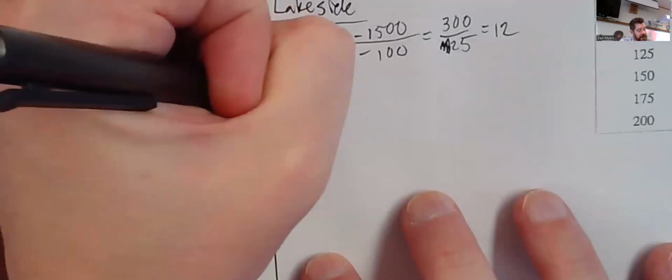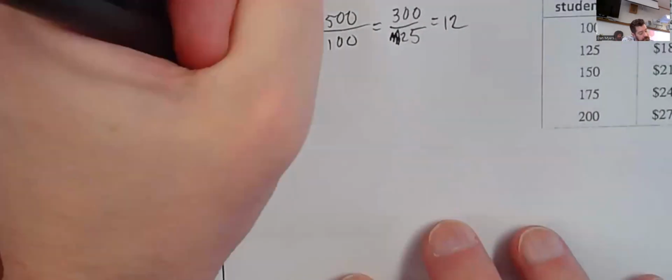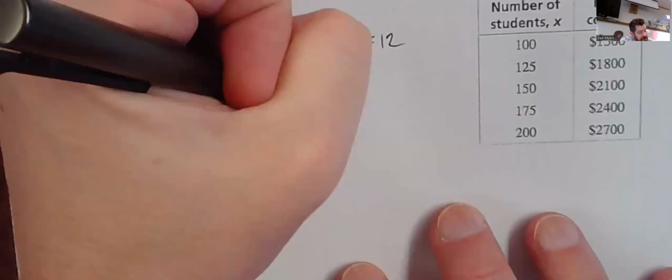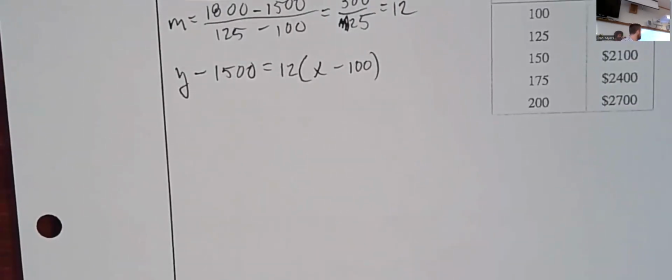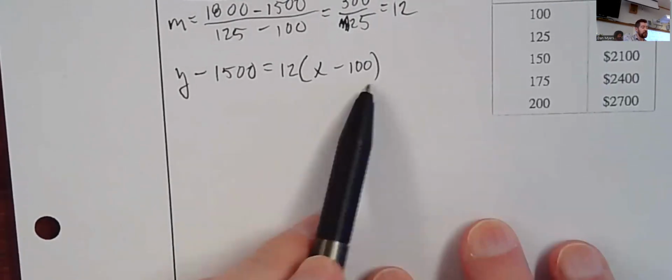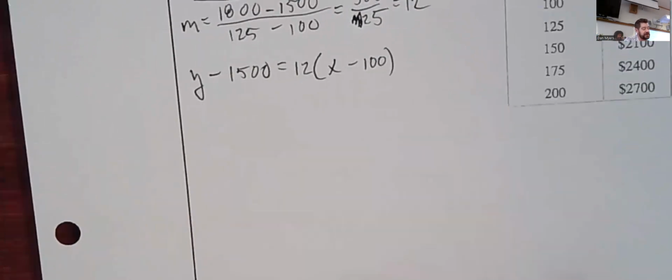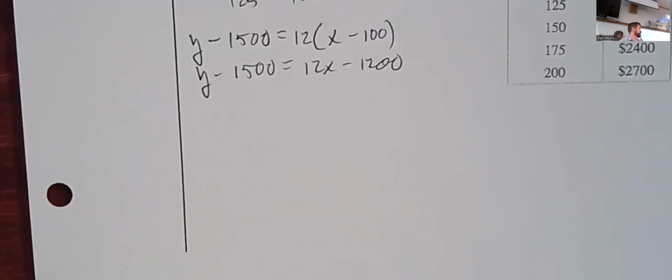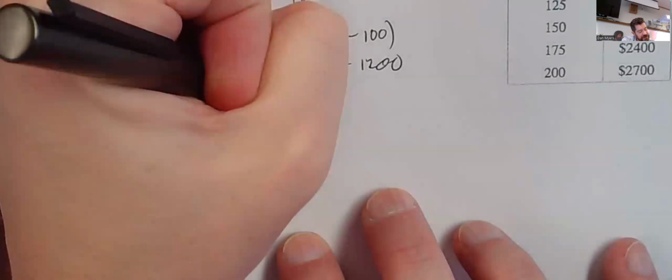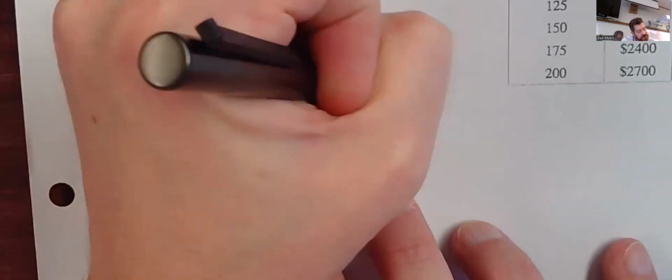So we'll do y minus y1, which is 1500, equals the slope of 12, and then times in parentheses x minus x1, which would be 100, so x minus 100. So there's our point slope equation right there. Let's go ahead and just distribute the 12 and then get y by itself. So we'll multiply 12 by x and 12 by 100. So that would be y minus 1,500 equals 12x minus 1,200. And then to get y by itself, just add 1,500 to both sides. So that'd be y equals 12x plus 300.